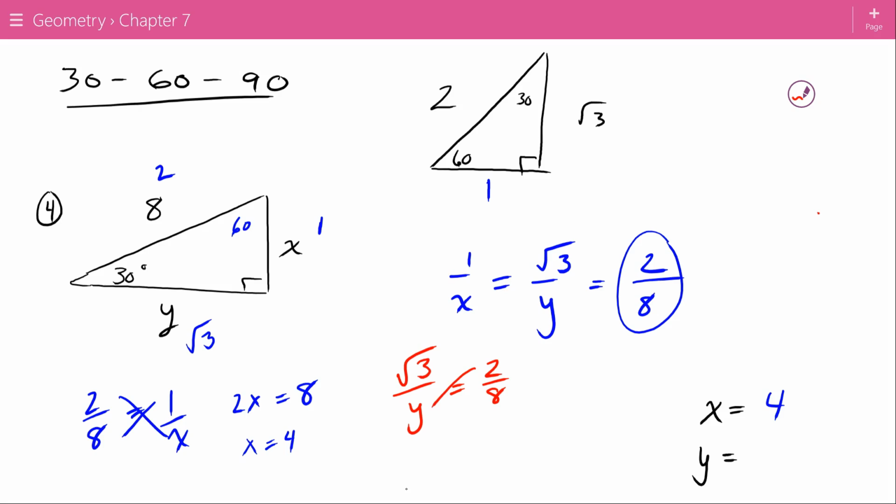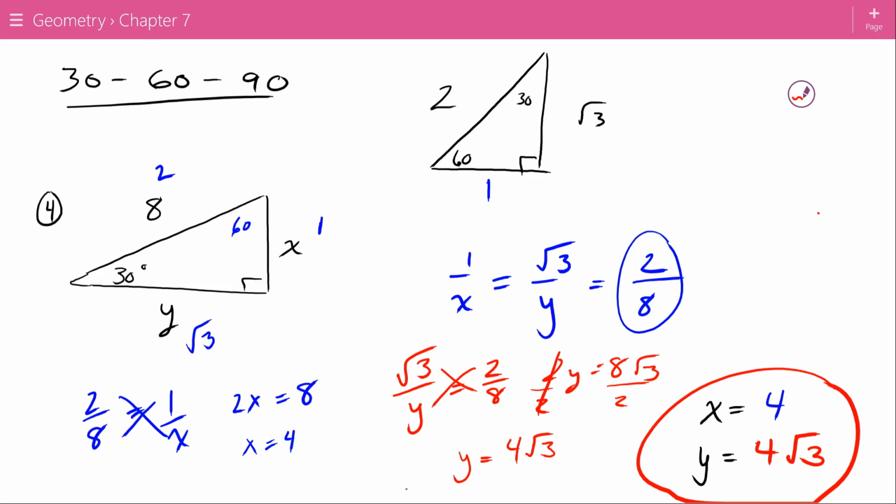And we'll end up with 2y equals 8 times square root of 3. Divide each side by 2. And we'll end up with y equals 4 root 3. Which is what we said the answer should be from the very beginning, because we were able to identify from the problem that all we had to do is multiply all of our side lengths by 4.